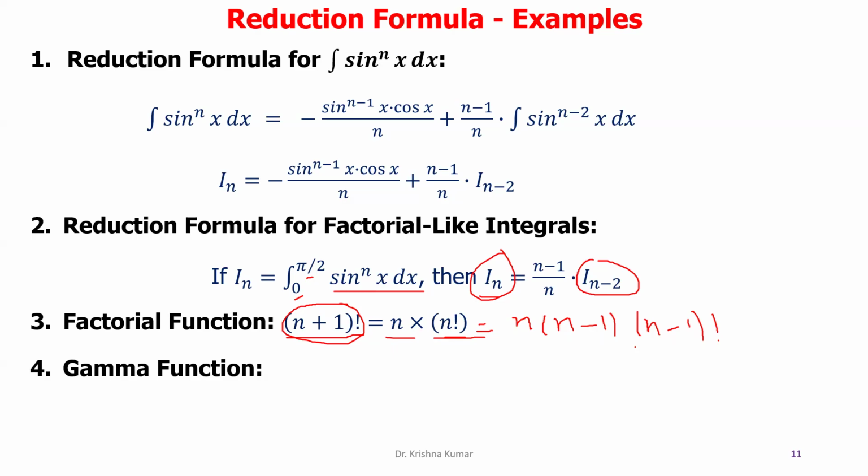Similarly, the gamma function: if gamma of n is equal to the integration under the limit 0 to infinity of e^(-x) x^(n-1) dx, then gamma of n+1 is equal to n gamma n. So these are some basic examples of the reduction formula. We will study all these formulas in the coming lectures.